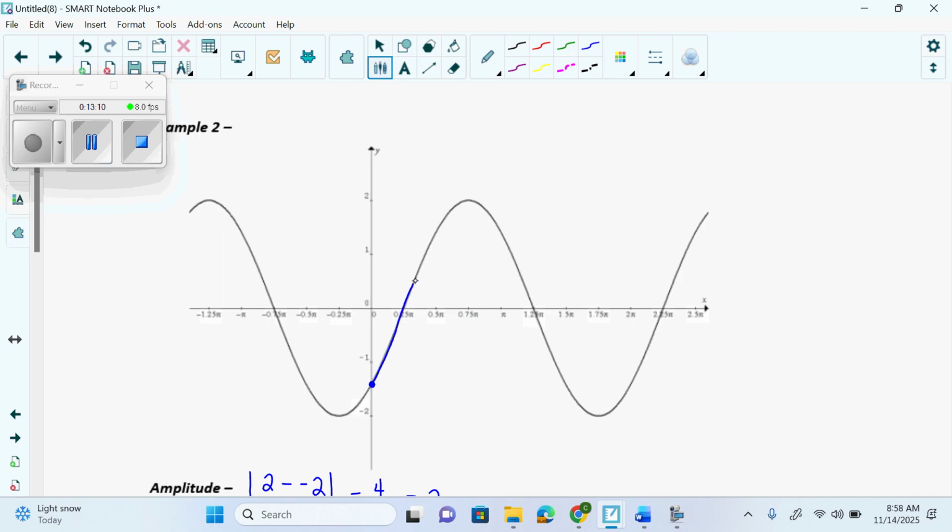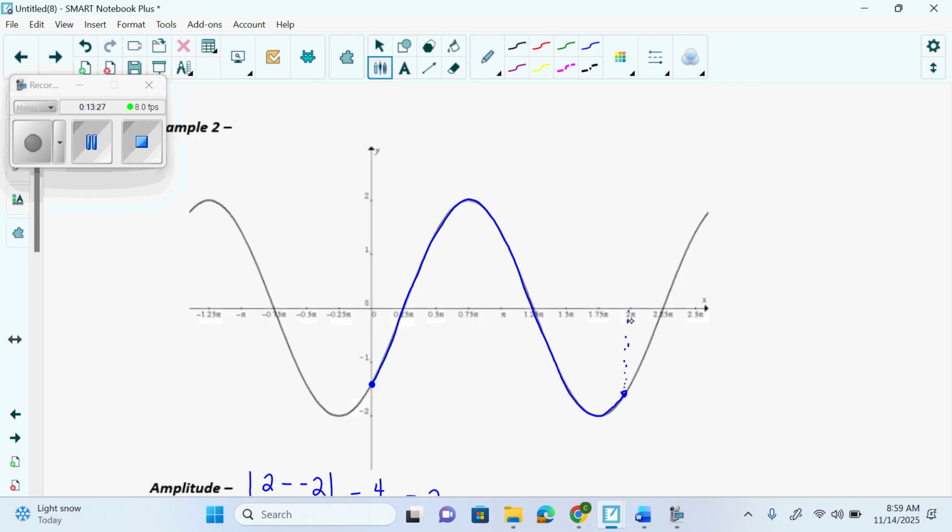So I go past a max first. Sometimes I go past a min first. This time I go past a max. Then I still have to go past a min. And then I go back up to that height. And where's it at? 2 pi.